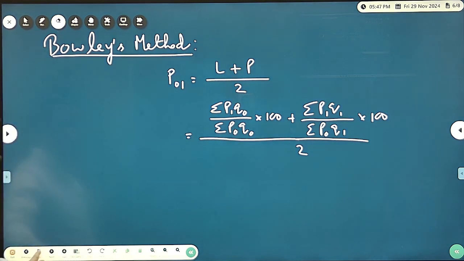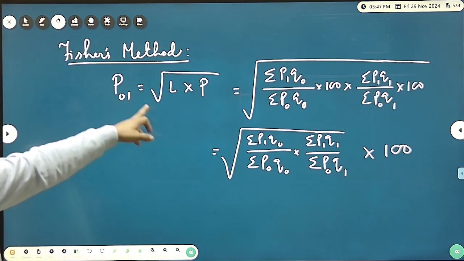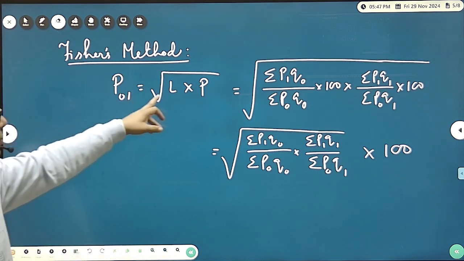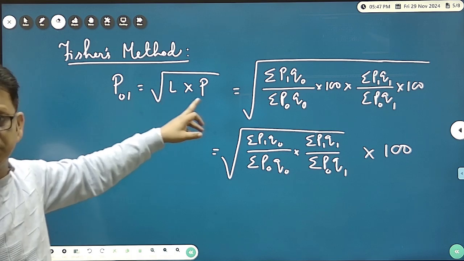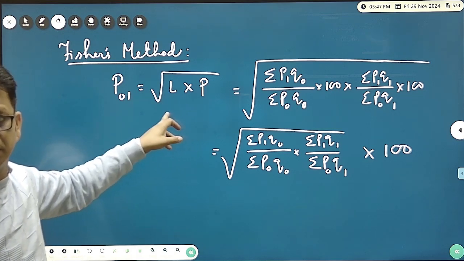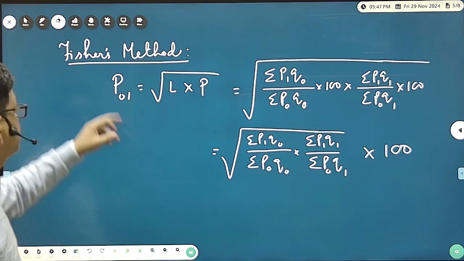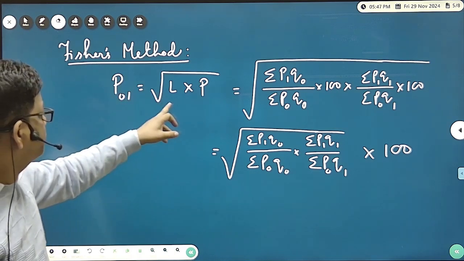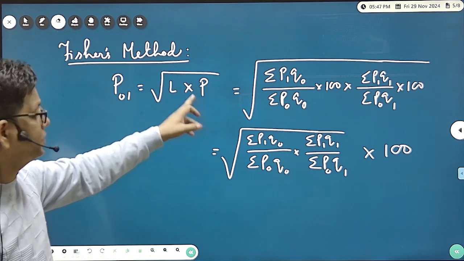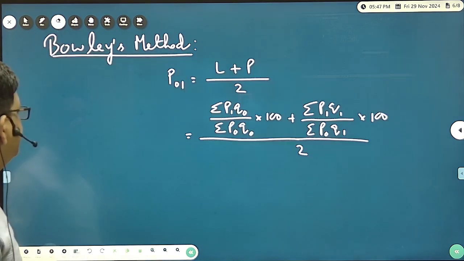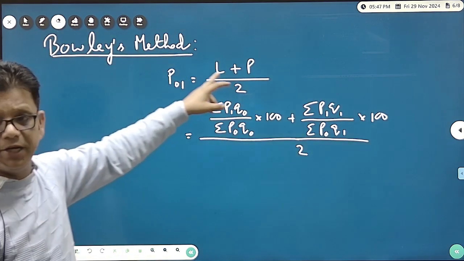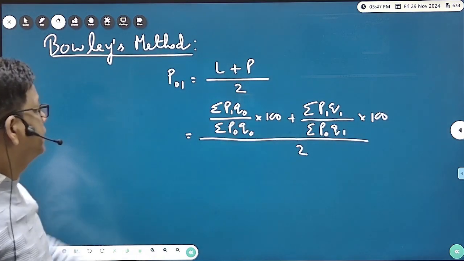The way it is, the square root of this, there is no 100. So he took the geometric mean. Geometric mean means what? The product under square root is called geometric mean. So Fisher has taken the geometric mean of Laspeyres and Paasche's price indices, whereas Bowley has taken the arithmetic mean. That means their sum divided by 2.